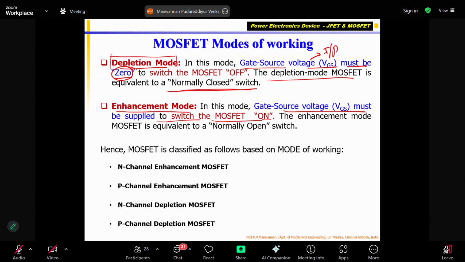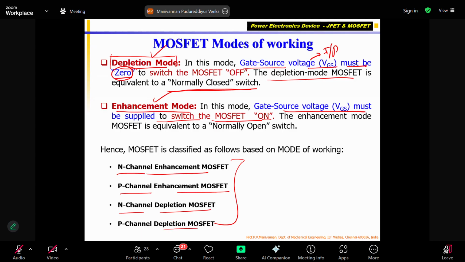Again, since there are two modes, depletion mode and enhancement mode, and there are two types of MOSFETs, N-channel and P-channel, there are 4 combinations: N-channel enhancement MOSFET, P-channel enhancement MOSFET, N-channel depletion MOSFET, and P-channel depletion MOSFET.